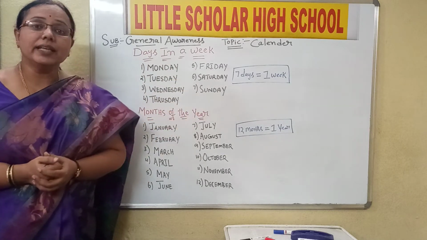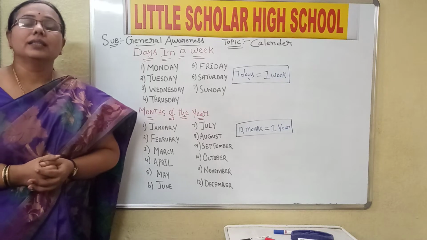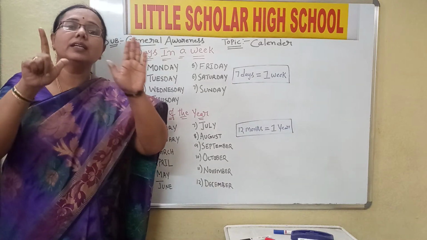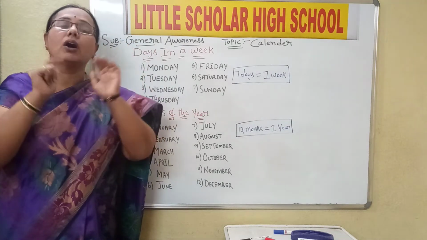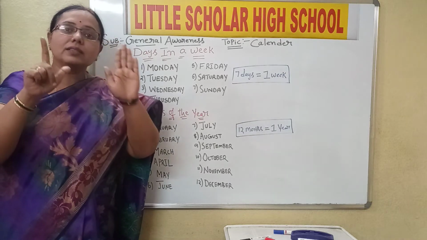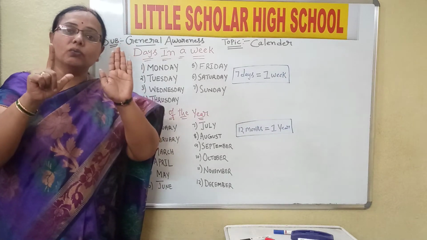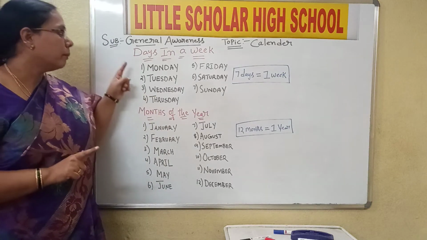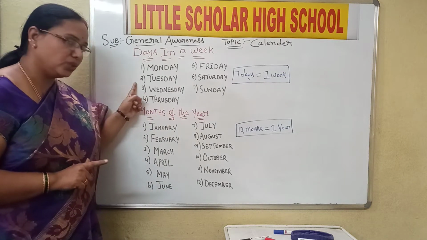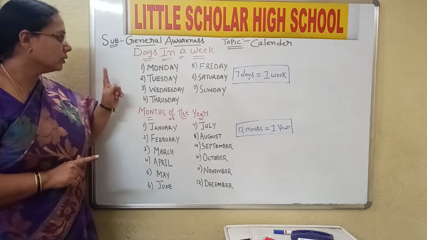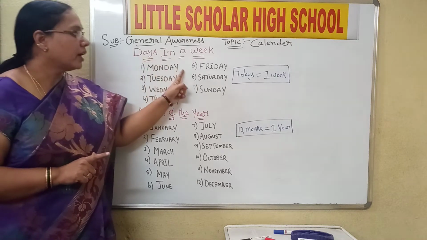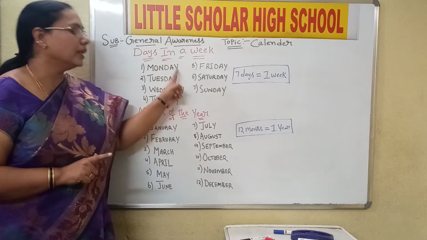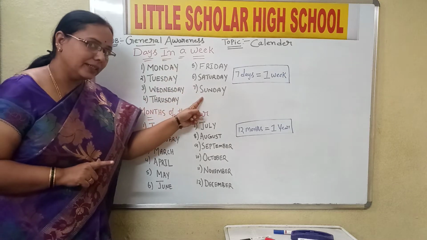So how many days are there in a week? There are 7 days in a week. So what are those days? They are Monday, Tuesday, Wednesday, Thursday, Friday, Saturday and Sunday.